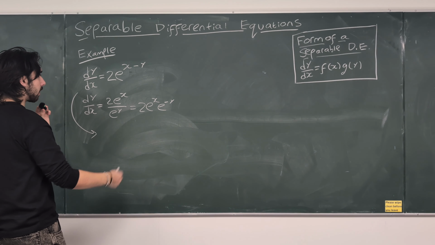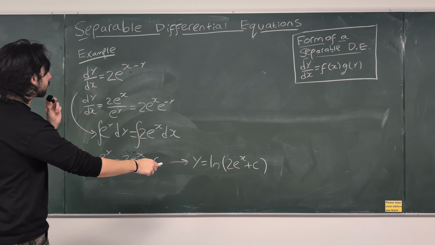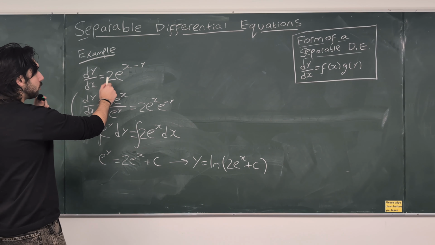So, obviously 2e to the x plus c has to be positive in order for this to actually make sense. But that's the idea. So again, if you differentiate this function, it is the same as doing 2 times e to the power of x minus this function. Okay, that's what we've just found.